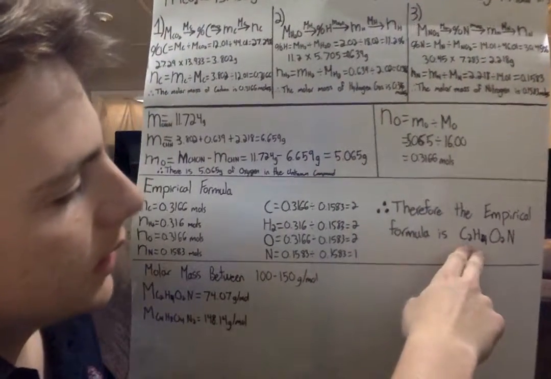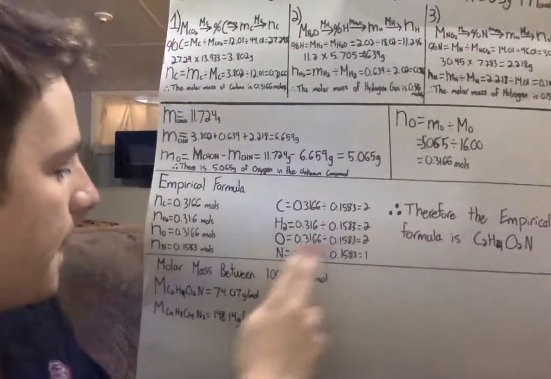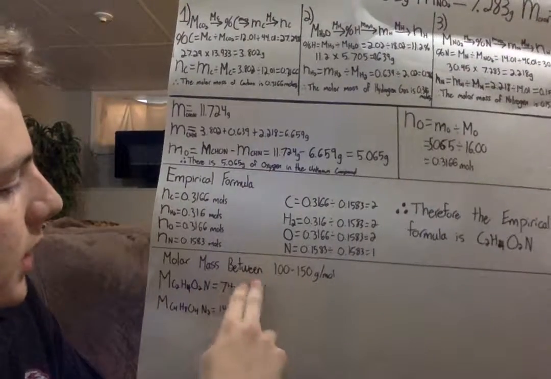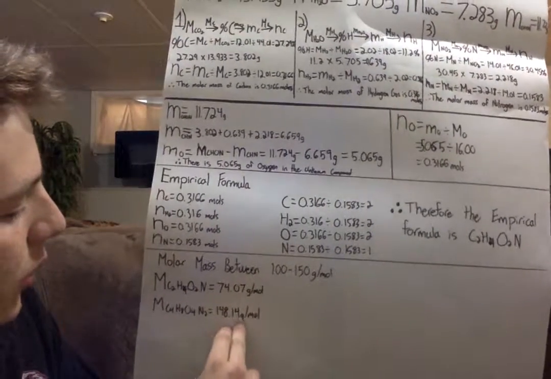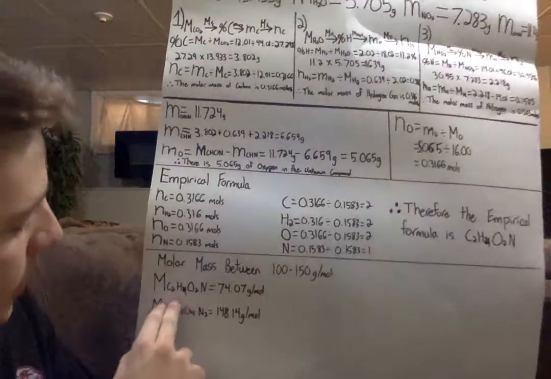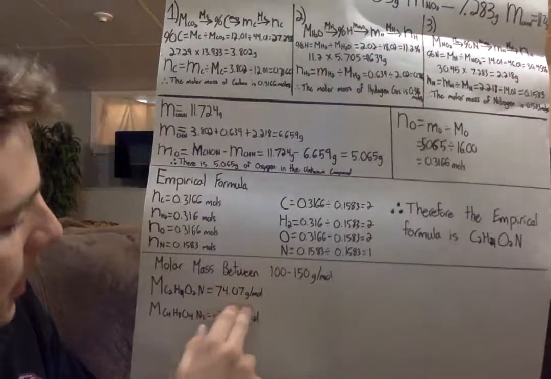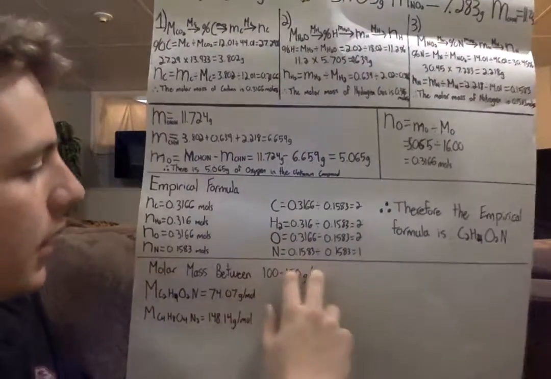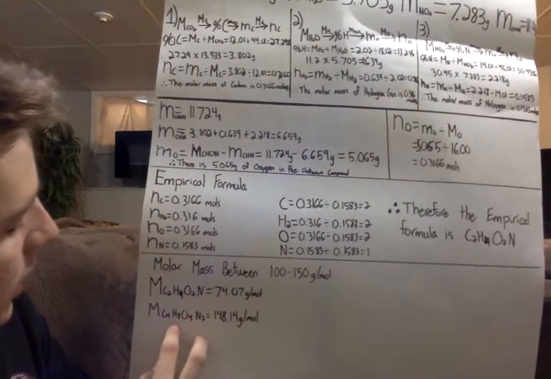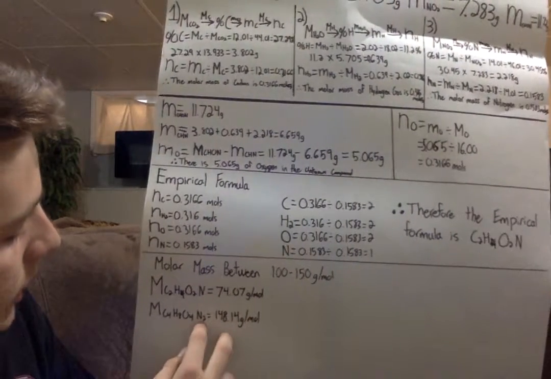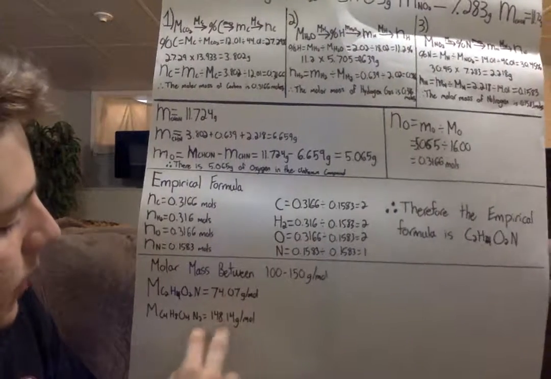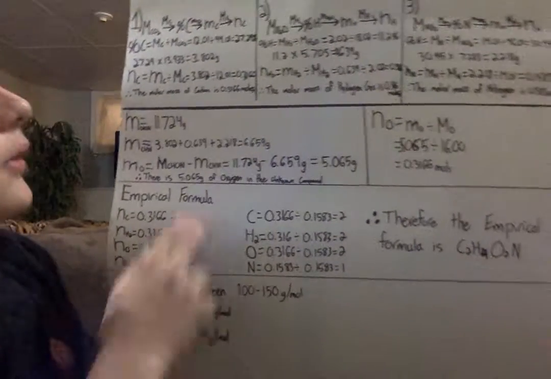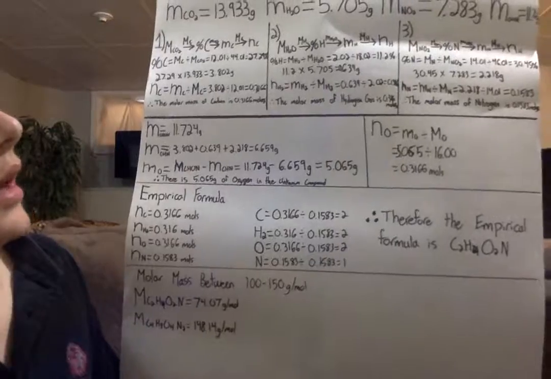So the formula is C2H4O2N. The molar mass is between 100 and 150 grams per mole. So if you were to double this number, you would get 148.14 grams per mole. So basically what you have to do is double the amount of each individual element to get a value that's in between that. So you get C4, H8, O4, N2, which would equal 148.14 grams per mole. And that is the breakdown for the quantities in chemistry challenge problems.